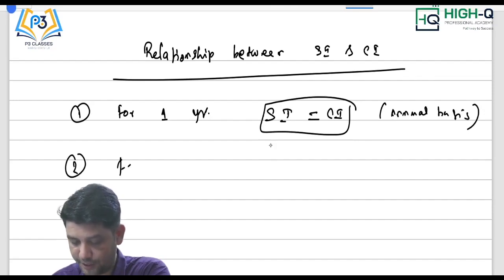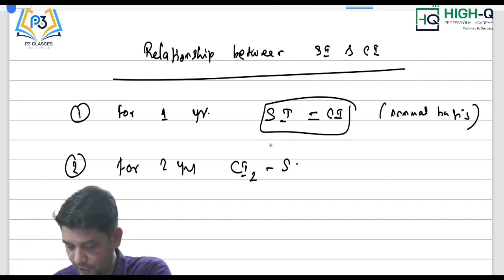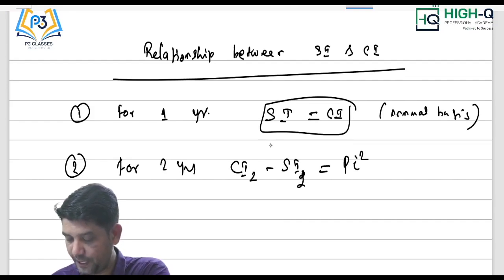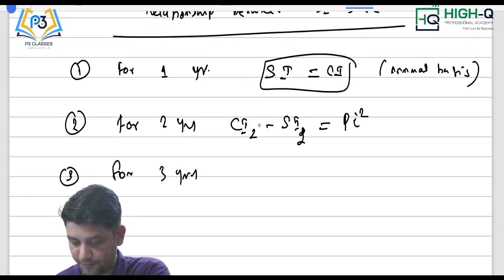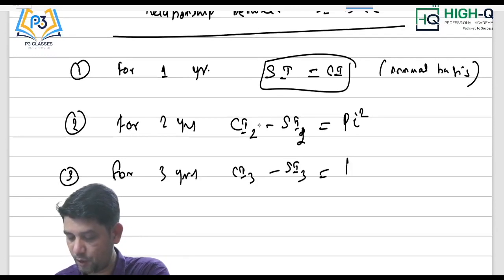For 2 years, compound interest is always more than simple interest. Right? The difference between compound interest and simple interest for 2 years is equal to P I square. Of course, your teacher might have given these tricks. For 3 years, the difference between compound and simple interest is equal to what? P I square into (I plus 3).